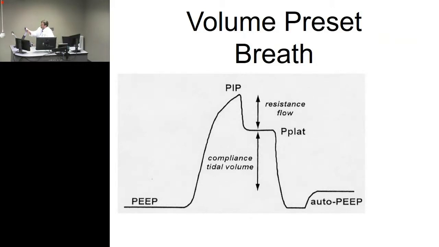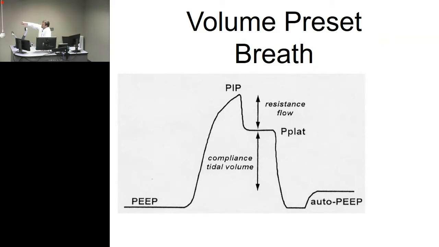So we have our PEEP over here. This is what our ventilator PEEP is set at. Notice over here it's giving you Auto-PEEP, and this will be important because this is intrinsic PEEP that the patient has built into them, and that's PEEP above the PEEP you set.